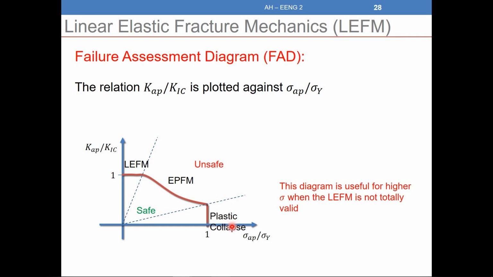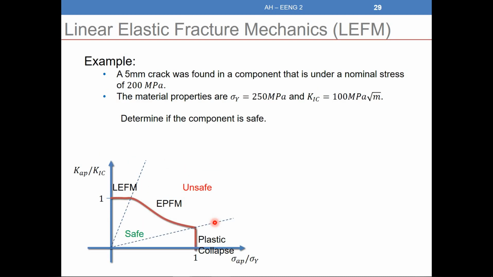So when do we use this diagram? This diagram as it's written here is for very high values of stress, when linear elastic fracture mechanics is not always valid. So we will not be using this diagram always. It's only used in particular cases when we are afraid that we will have a new type of failure that we did not study, the elastic plastic fracture. But just to understand how we use this diagram, let's see directly this example.